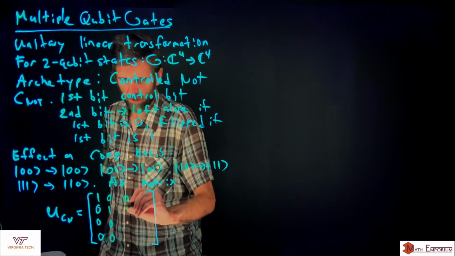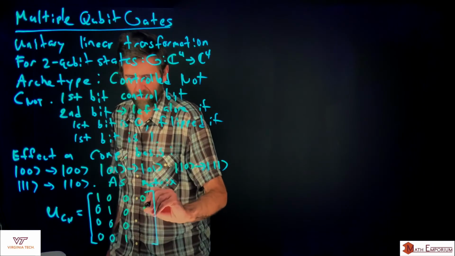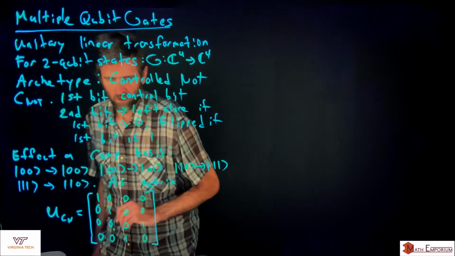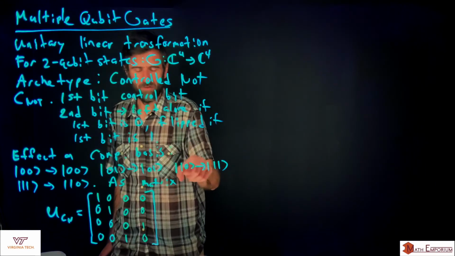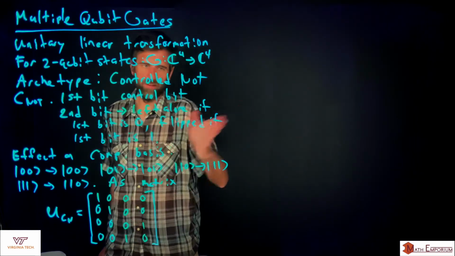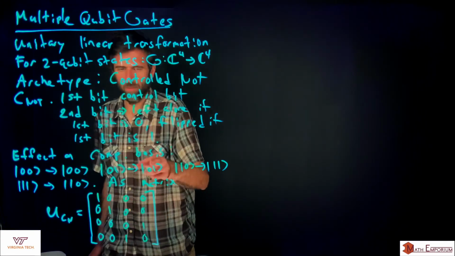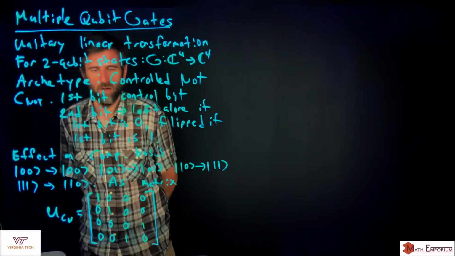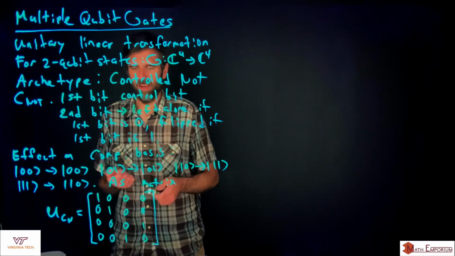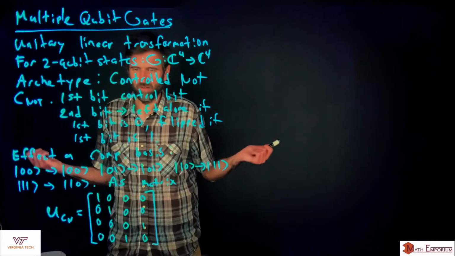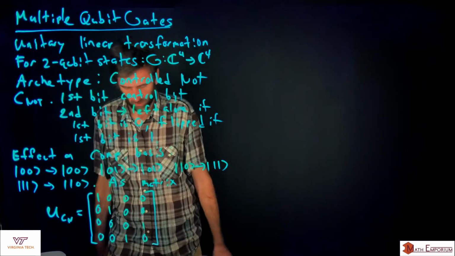Essentially the way I do that is, if my input was 1, 0, I'd be picking out the third column, which would be sending it to 1, 1. If my input was 1, 1, I'd be picking out the fourth column, which would be sending it to 1, 0. And again, we can see this is a unitary matrix because the columns are just the standard basis vectors for R4, and therefore they do form an orthonormal set.